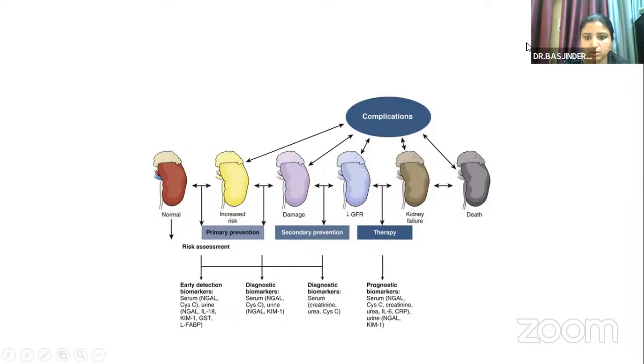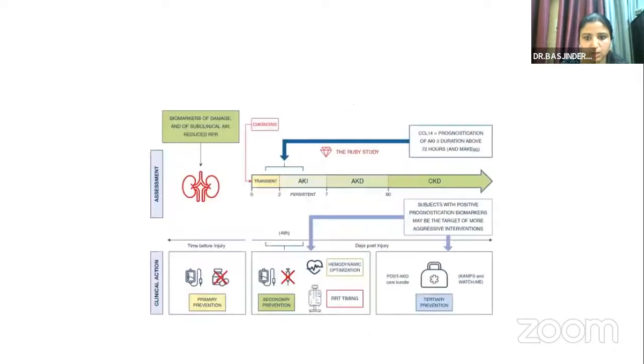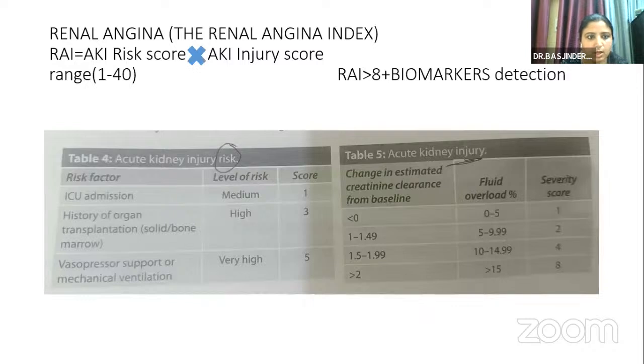And then therapy, that is RRT or the diuretic stress test. When it fails, there are other prognostic markers which help you decide on the initiation and termination of therapy, and also tell the prognosis in AKI. And one thing I wanted to mention was the renal angina index.